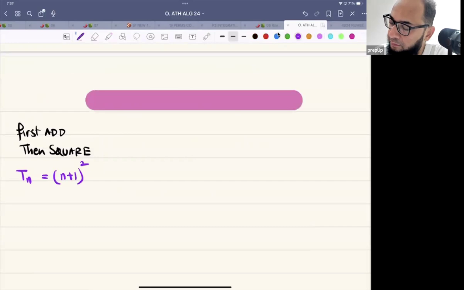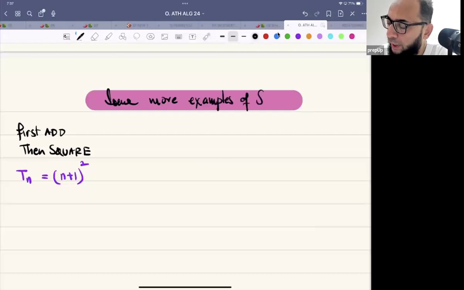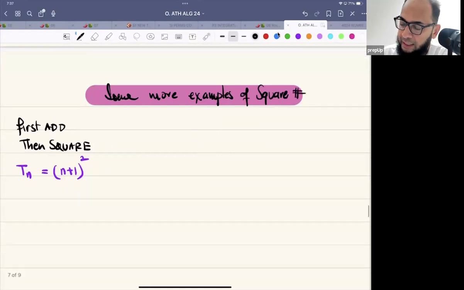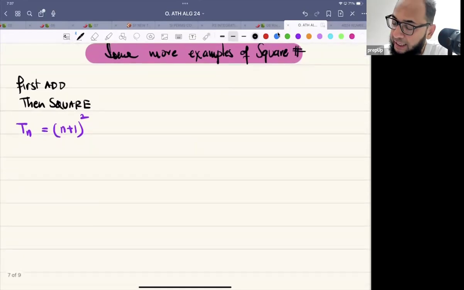So these are some more examples of square number sequences. First add, then square. That means I can write this as (n plus 1) whole square. T1 is 1 plus 1 whole square, which is 2 square, which is 4.